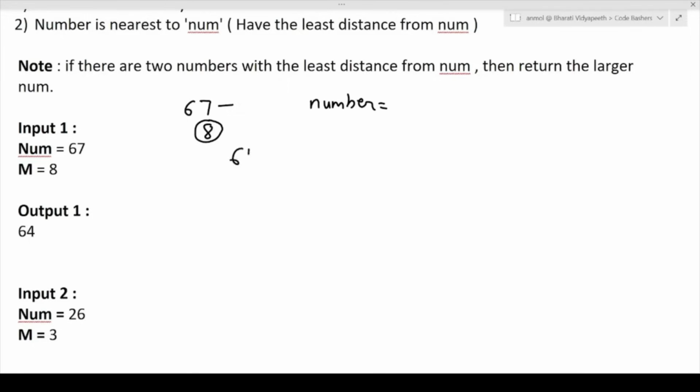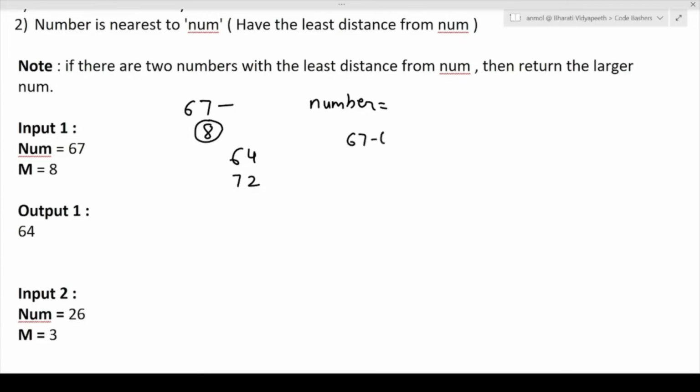One number is 64 and another number is 72. So these two numbers are closest to 67 and divisible by 8. Now since we only have to return one number, out of these two options, which one is nearest to 67? So how can we find it? We can find it by simply subtracting that number from 67.